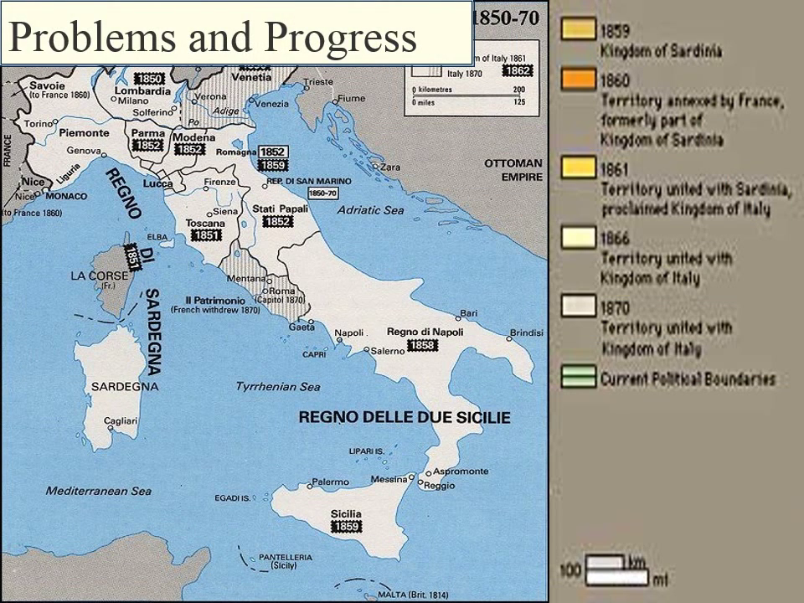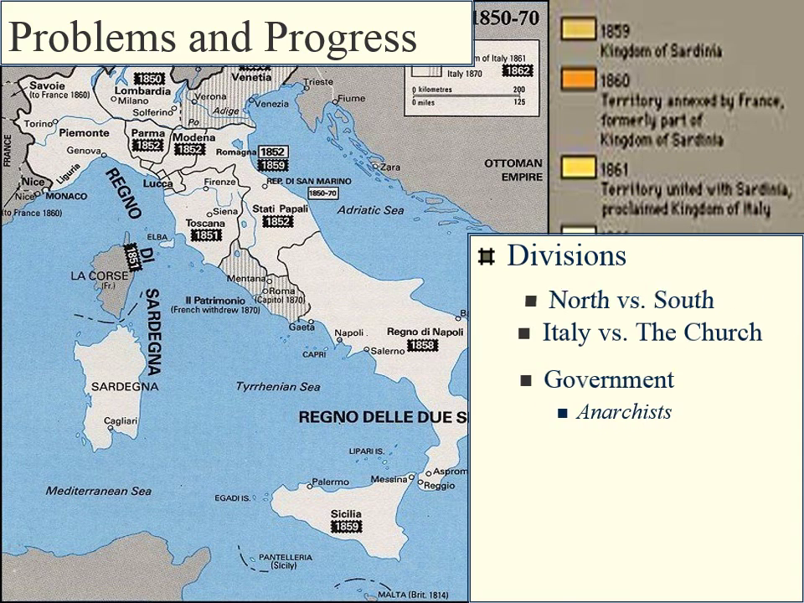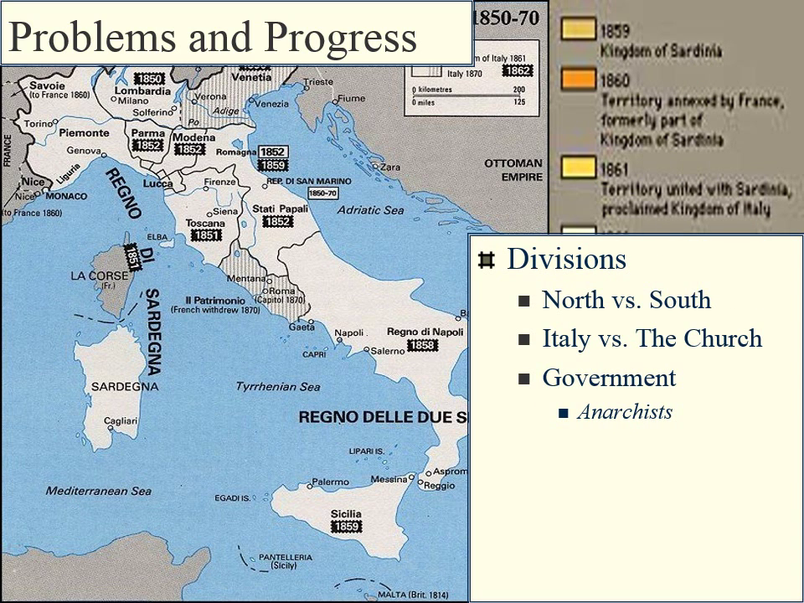Now, because of the unification process, there were problems. So some of the problems is there's still division between the people, and now it's north and south. The north is more metropolitan, the south is more rural. So there's tensions there. The church is not a huge fan because they just lost a whole bunch of land. So there's resistance, and it's kind of difficult to rule in a country that is about 99.9% Catholic, and you have the Pope right there.